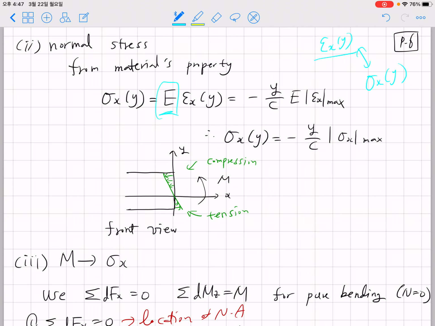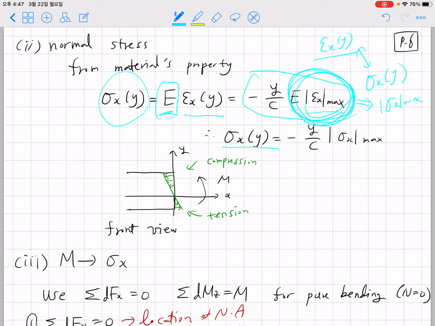Okay, so we already obtained the expression for epsilon x, which is minus y over c multiplied by maximum epsilon. And if you multiply E, you can obtain sigma x in this way. Now of course you can define this as the maximum normal stress, and you can write down the stress in terms of y as a linear function.